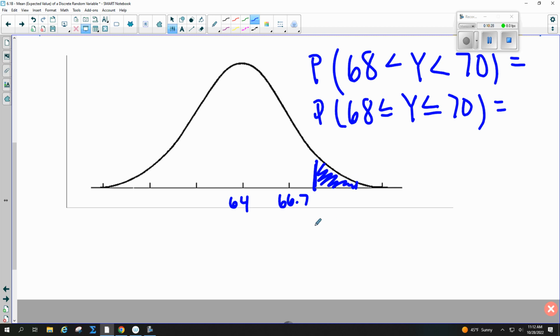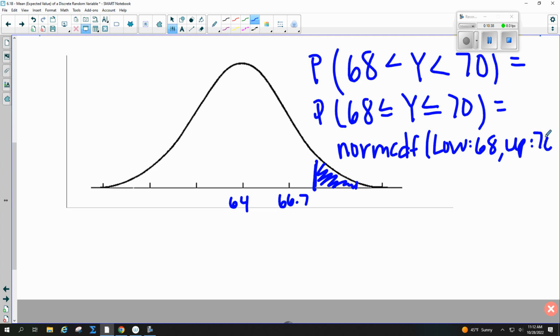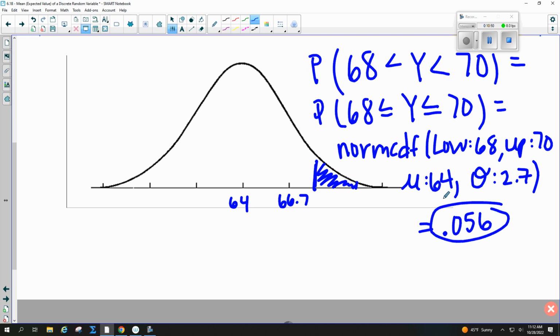Since it's normal, we just do norm CDF. My lower bound in this problem is 68. My upper bound is 70. The mean was given to me above, 64. The standard deviation was provided above. It was 2.7. And my final answer is 0.056. So my chance of randomly choosing a woman and finding that she's between 68 and 70 inches tall is 5.6%.